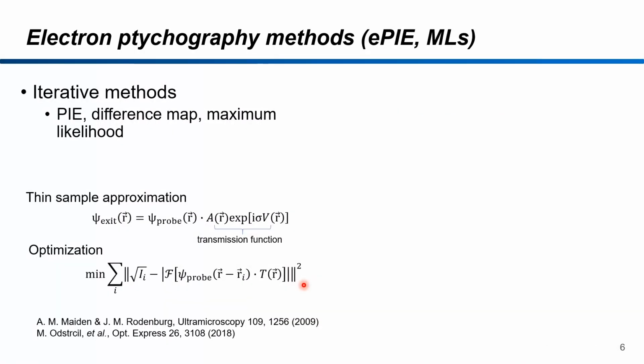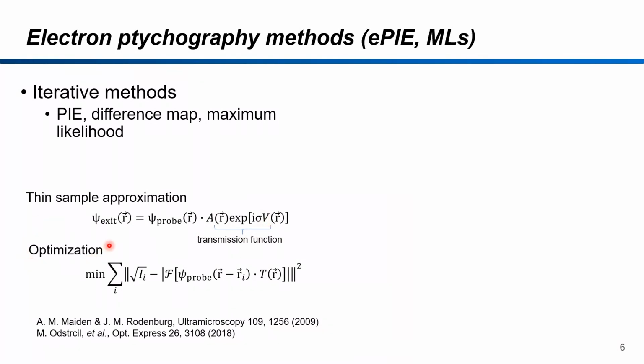We will focus more on this in the following talks. For ptychography, at the beginning, people usually assume this so-called thin sample approximation or the phase object approximation. You can see that the exit wave function can be written as a multiplication between the incident probe and the transmission function. So the phase of this transmission function contains the projected potential of the structure information.